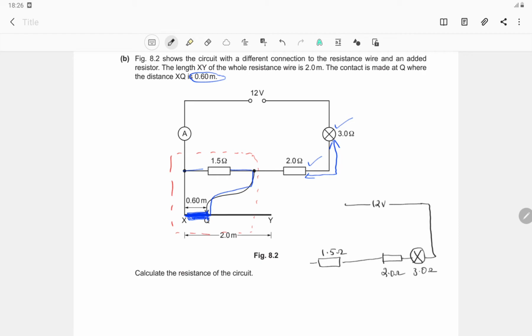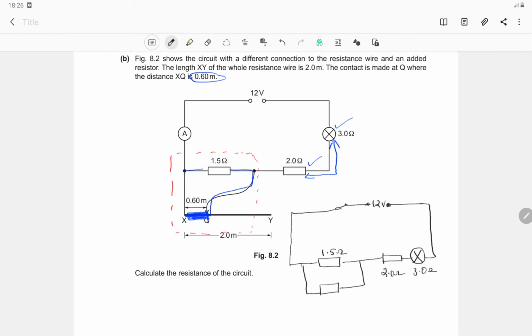But this 1.5 ohm resistor is connected with a wire which is in parallel, which also has a resistance. So this wire's resistance again I am drawing with the symbol of a resistance, and this is again connected to the power supply. So here you need to find the total resistance.